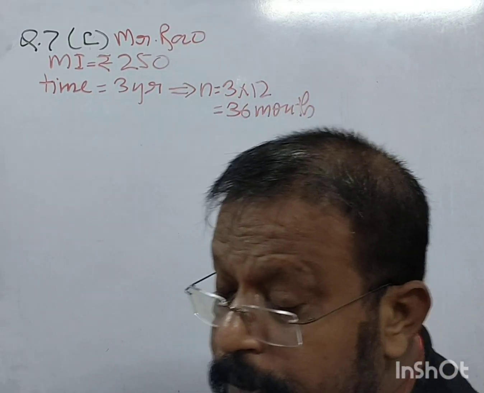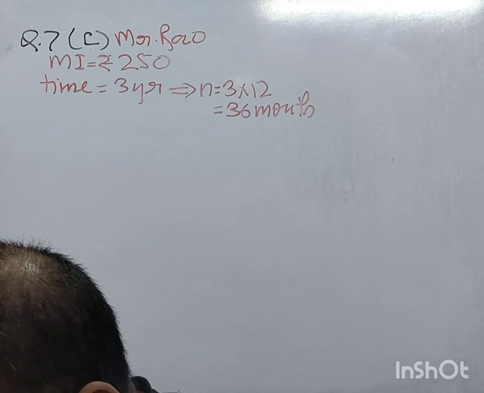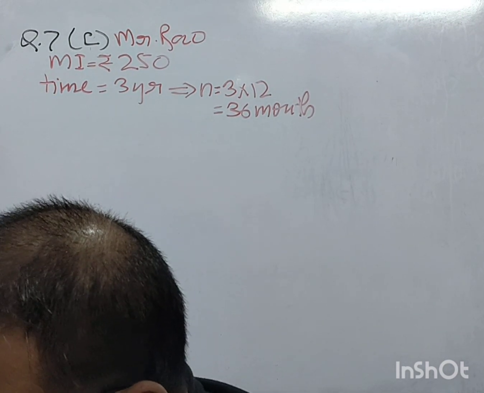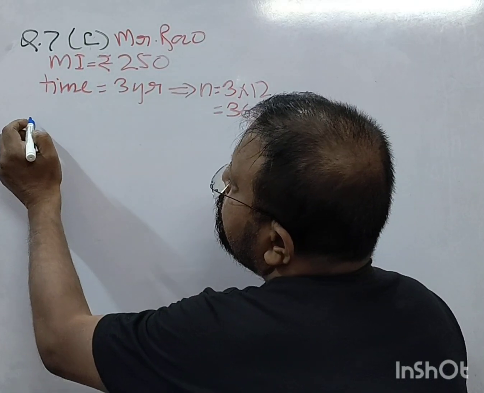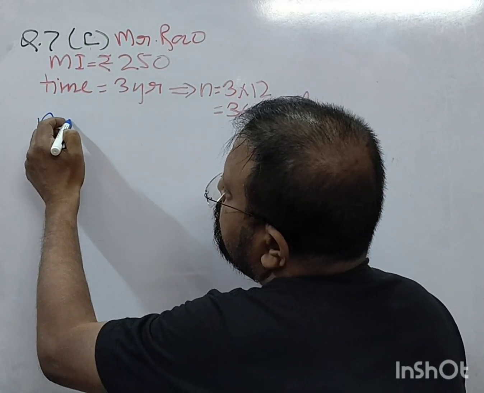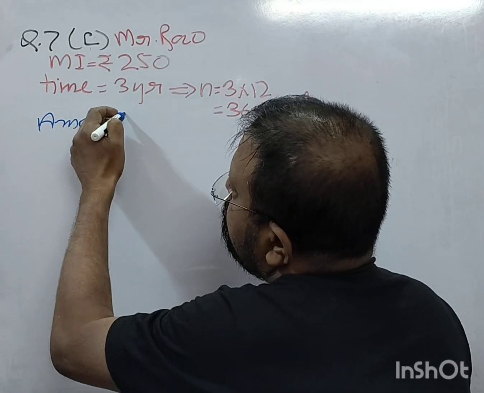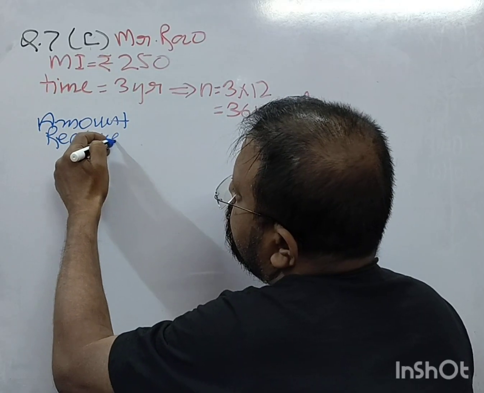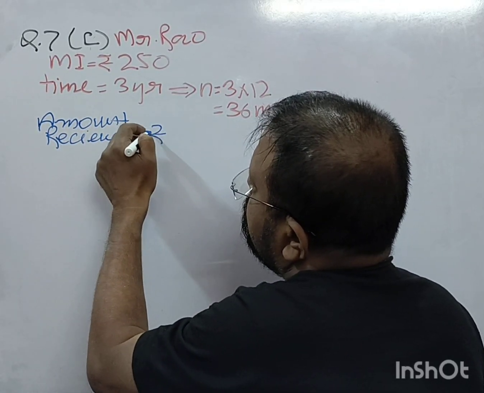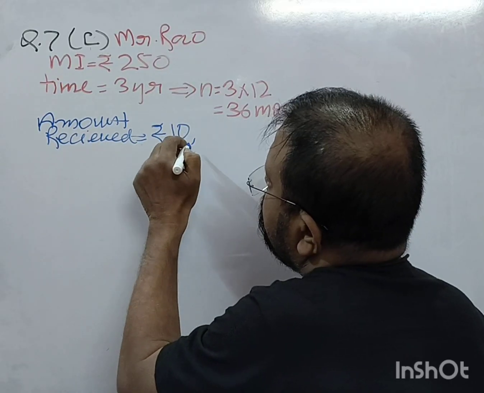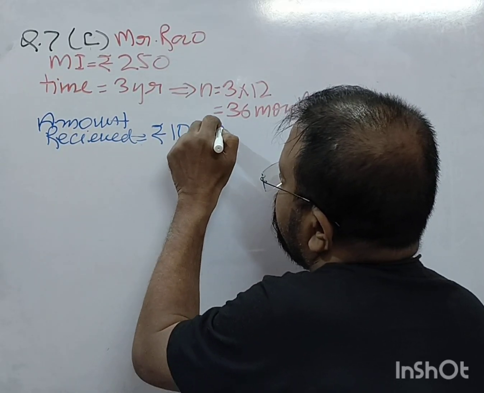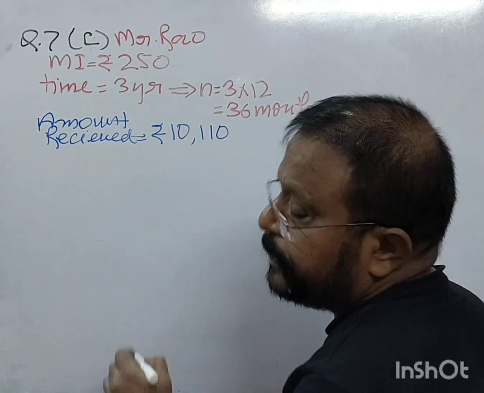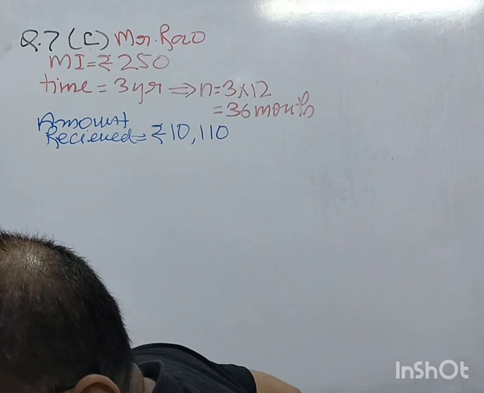Right? Now, after 3 years, she received an amount of 10,110. This is 10,110. Right? So find the rate of interest.